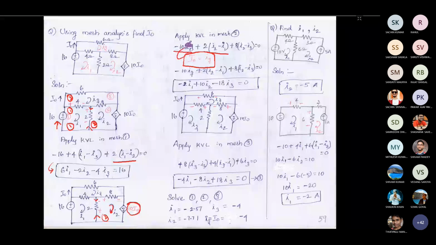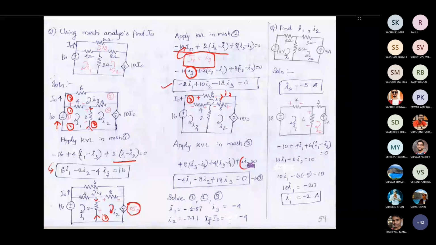So I have taken minus 10 into I3. Then you solve and reduce this equation. If you reduce this equation, you get minus 2I1 plus 10I2 minus 18I3 is equal to 0. Then you apply KVL for this third mesh. For that mesh, we are having only resistors. So wherever current enters, we have considered it as positive polarity. So for this 6 ohm resistor, only I3 is flowing. So you can write it as 6 into I3.